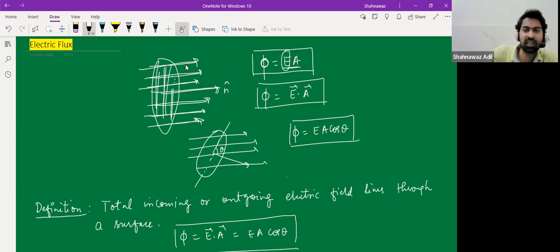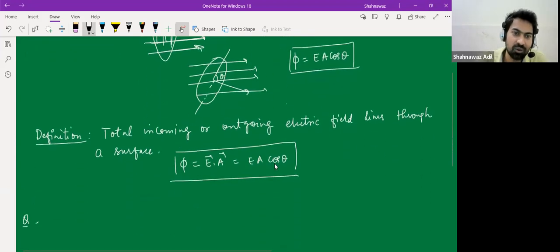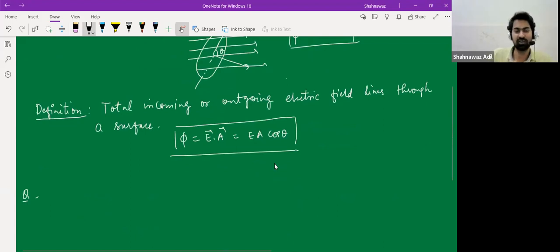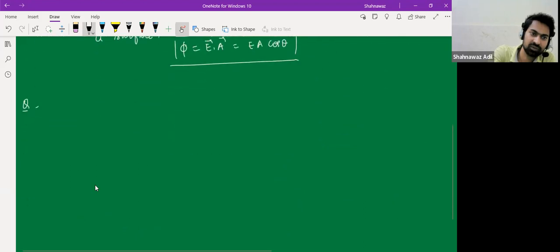So it is only the dot product of the electric field and the area vector, so it becomes a scalar. If it had been a cross product, E cross A, then it would have been a vector. We are only counting the number of lines passing through an area. So let us do some question based topics.